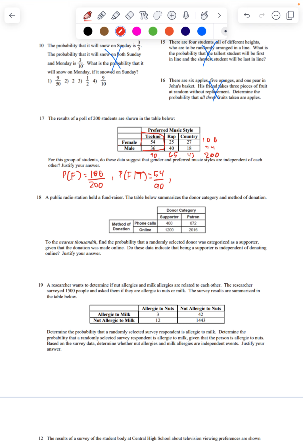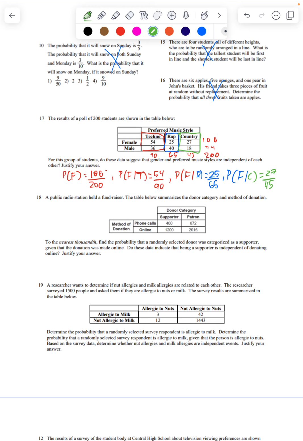And then we're going to check what's the probability of being female. Remember, we're checking this against the probability of being female. The probability of female liking rap music here, let me do this in a different color. So that's going to be 25 over 65. And then the probability of being female and liking country music right here, so that's going to be 27 out of 45.